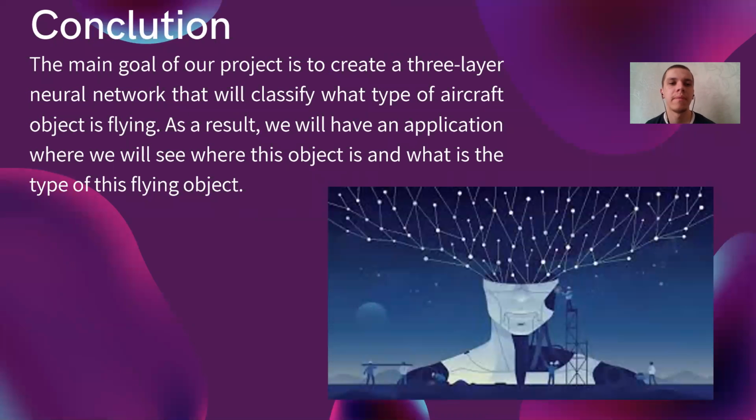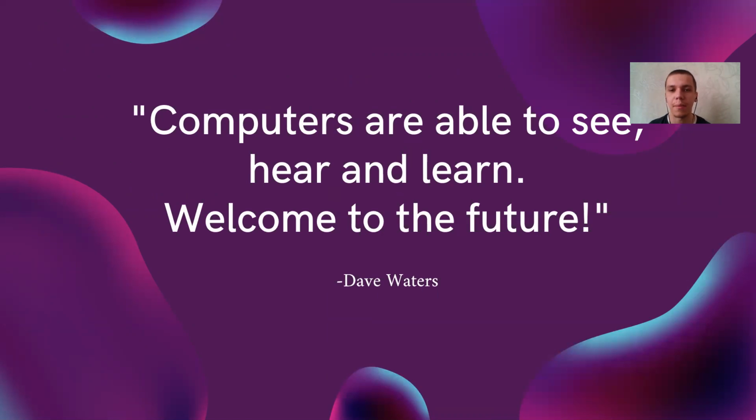To conclude, the main goal of our project is to create a 3-layer neural network that will classify what type of aircraft object is flying. As a result, we will have an application where we will see where this object is and what type of object it is, using a neural network. Computers are able to see, hear, and learn. Welcome to the future, deep waters.